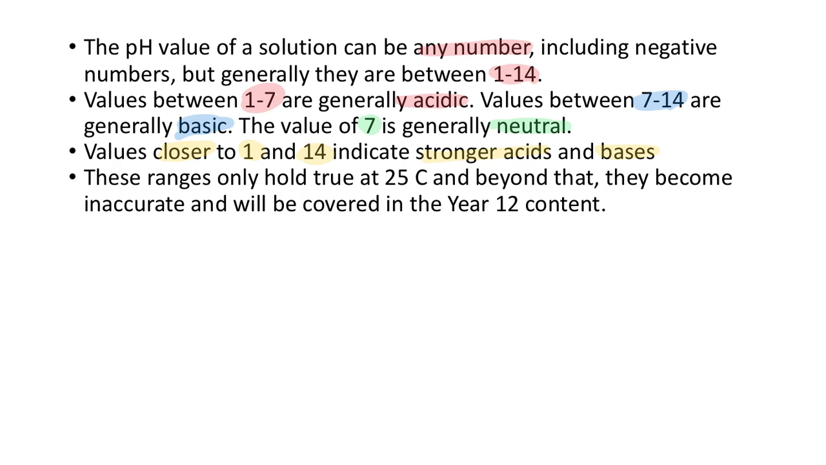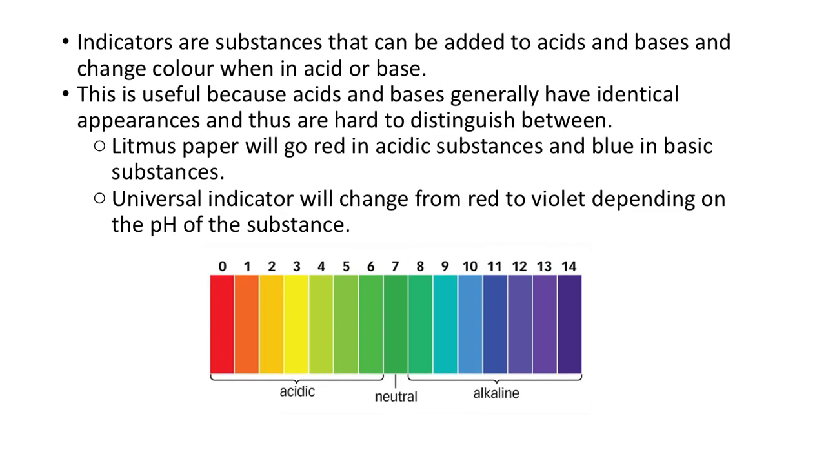Now the important idea here is that these ranges hold true only at 25 degrees Celsius. So when you change the temperature, you change the nature of the solution, and we'll learn more about that in Year 12. But remember that the value of 7 is not always neutral when you get outside of temperatures of 25 degrees Celsius. All right, so let's move on.